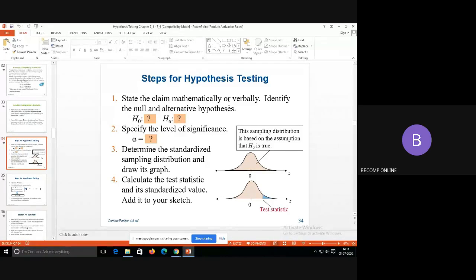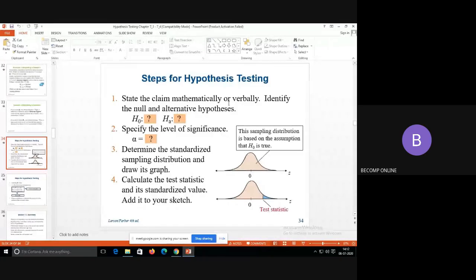Second step is you have to specify the level of significance. That is, you have to choose the alpha value, and there are three possible values: 1%, 5%, 10%. If not given in the problem statement, then you have to always choose alpha equal to 5%. Otherwise, they will specify the level of significance as 1%, 10%, or 5%. If it is not given, then always choose alpha equal to 5%.